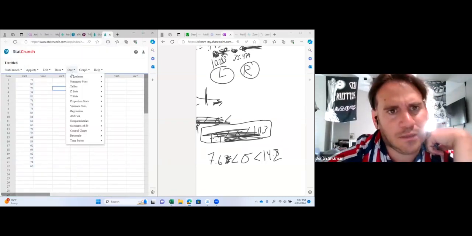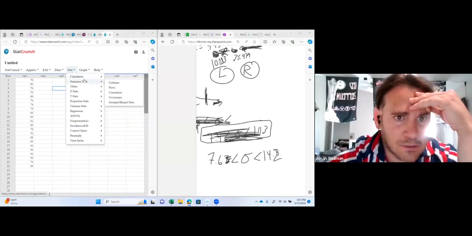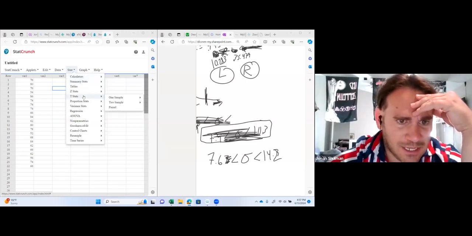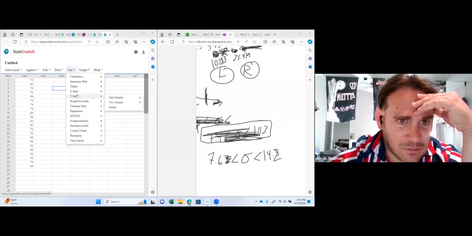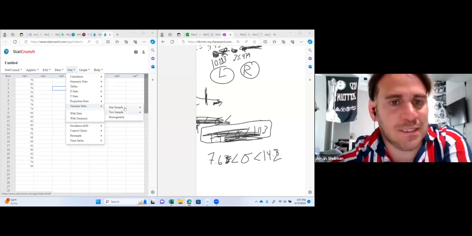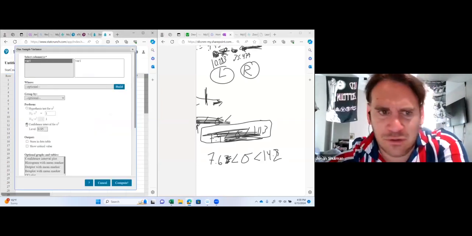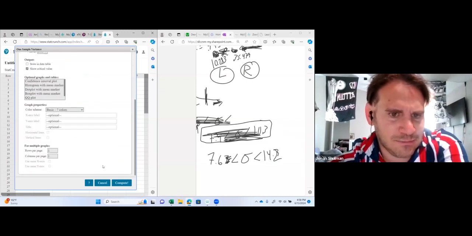All right, and let's do the T-stat. That's not what we want. We want a chi-square. Do they have chi-square? Let's go. Variance stats. Maybe it's a variance stat. One sample of data. Let's check it out. Talking 95%. Show critical value. Let's see what happens.